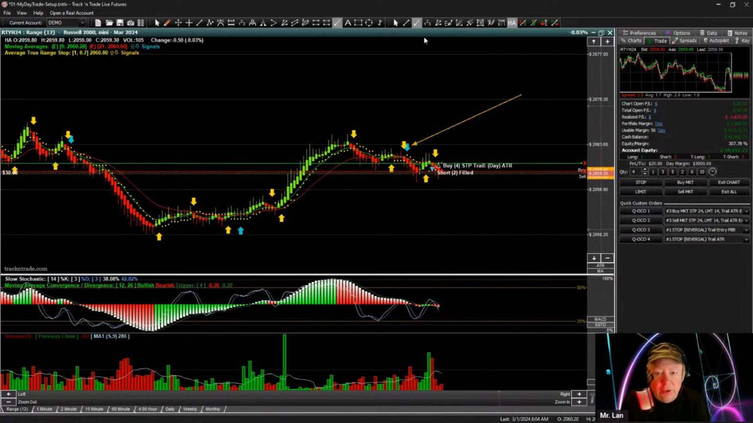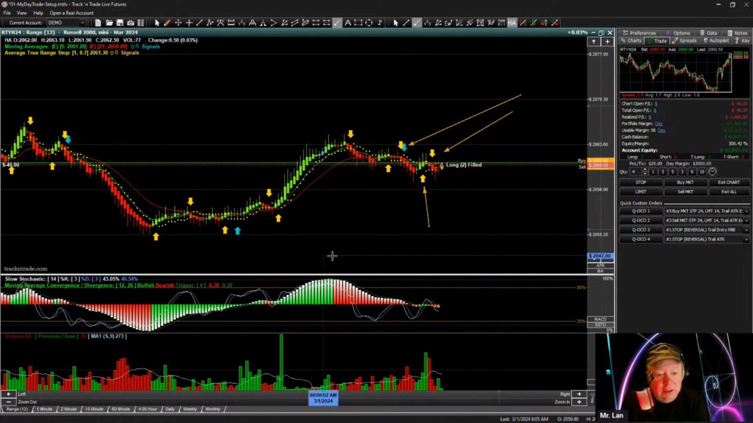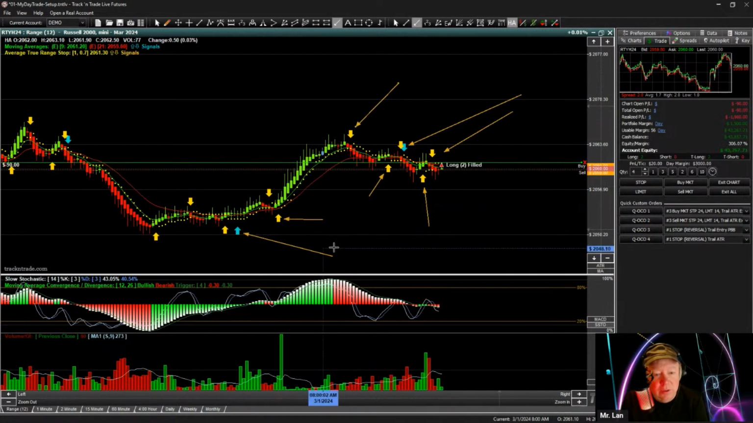The blue filter says you should only take down arrows after the blue filter. So don't take this one here. That's the idea of having the filter. This one here says only take the long arrows. So only take that one, only take that one. It didn't take this one because it was still in the blue filter to the upside.